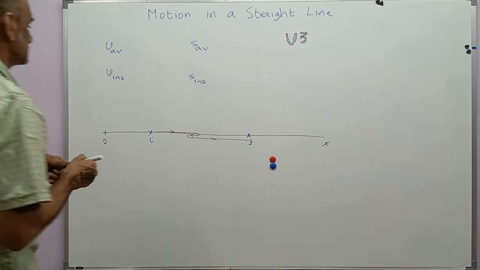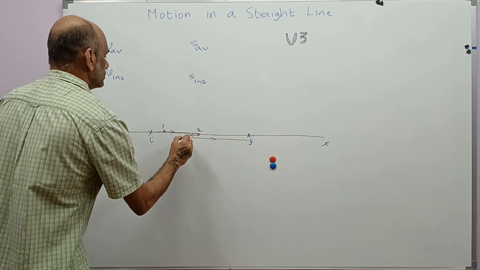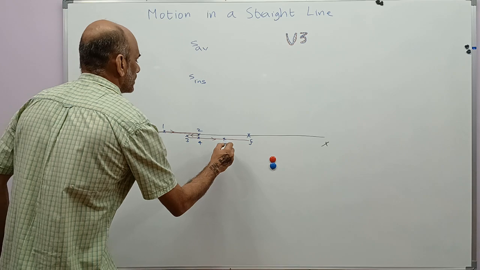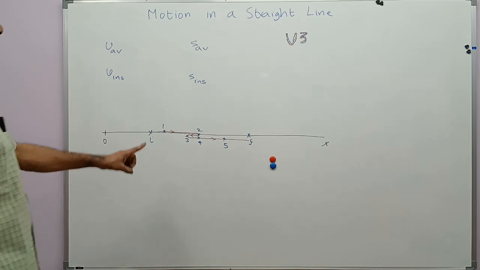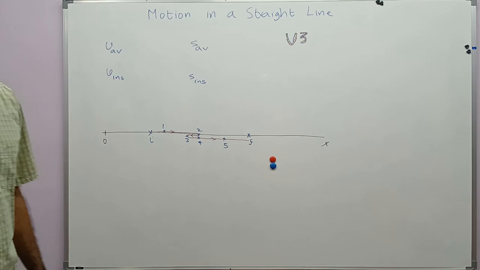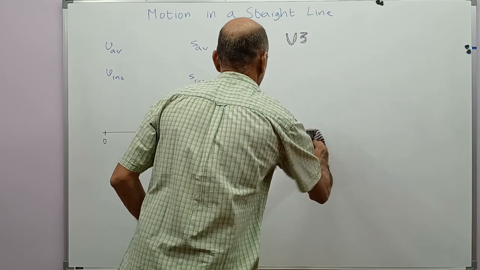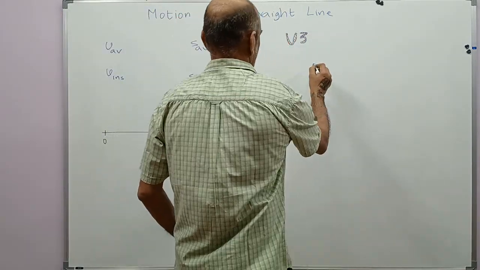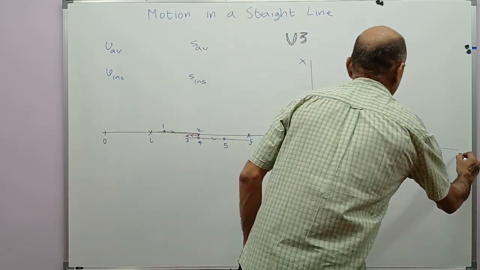So let me mark a few points here. Point number 1, point number 2, point number 3, point number 4, and point number 5. For this motion, one can draw an x versus t graph. This is the trajectory, which is the path of the moving body. So for this motion along the x-axis, one can draw an x versus t graph.